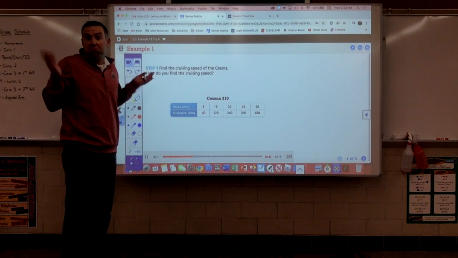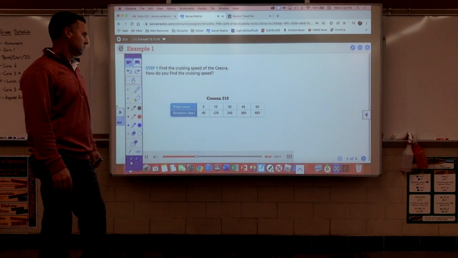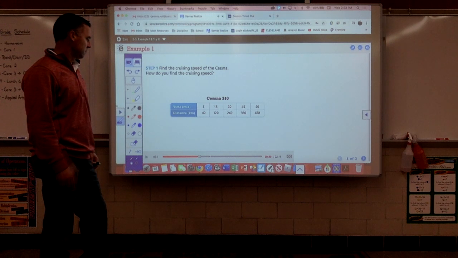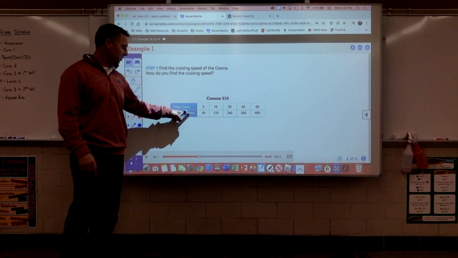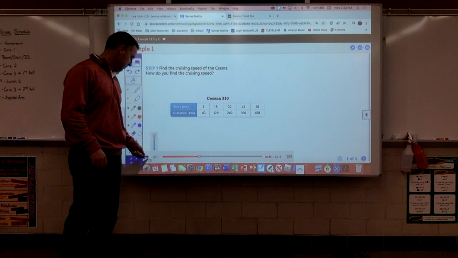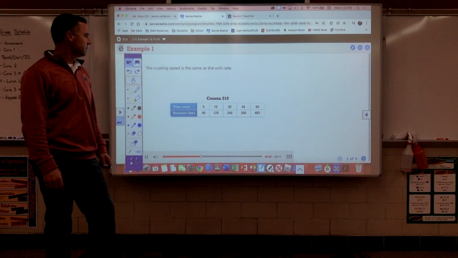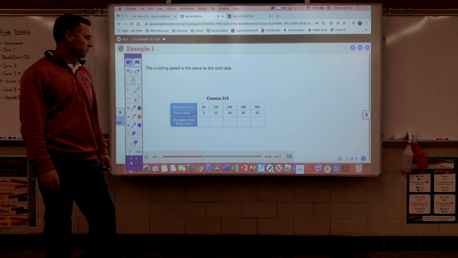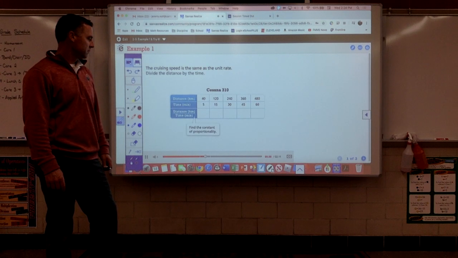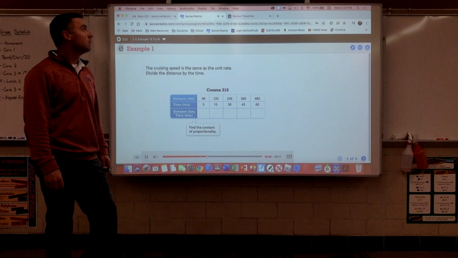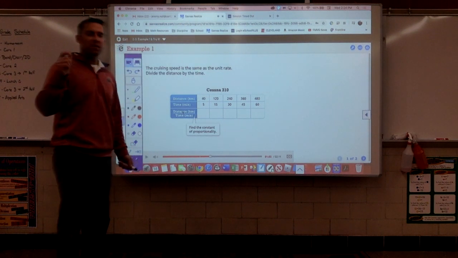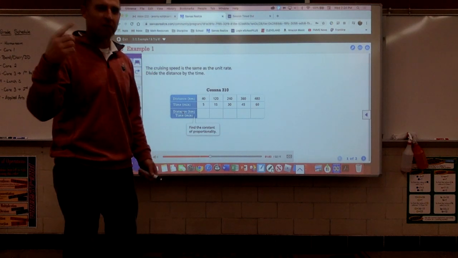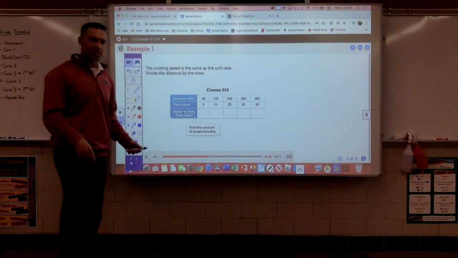Let's find the two speeds. First, we should find the cruising speed of the Cessna. How do you find a cruising speed? Well, we want to find kilometers per minute in this case. How many kilometers is this plane going per minute? The cruising speed is the same as the unit rate. Mira can rearrange and expand the table to find the constant of proportionality, distance over time. Folks, hopefully some of these terms they talk about, constant of proportionality, unit rate, are ringing a bell from some of the stuff you guys did in 7th grade.